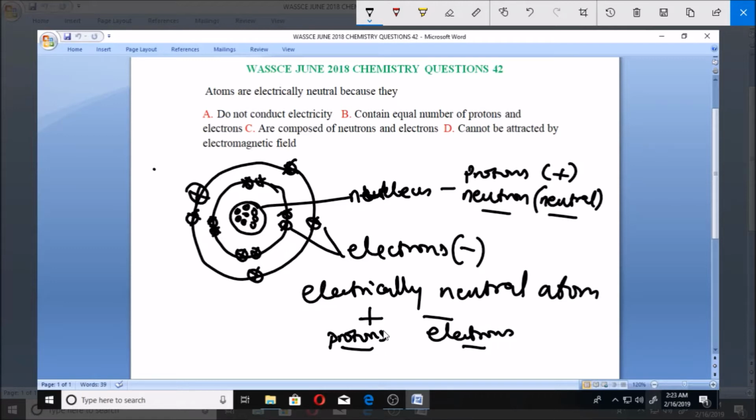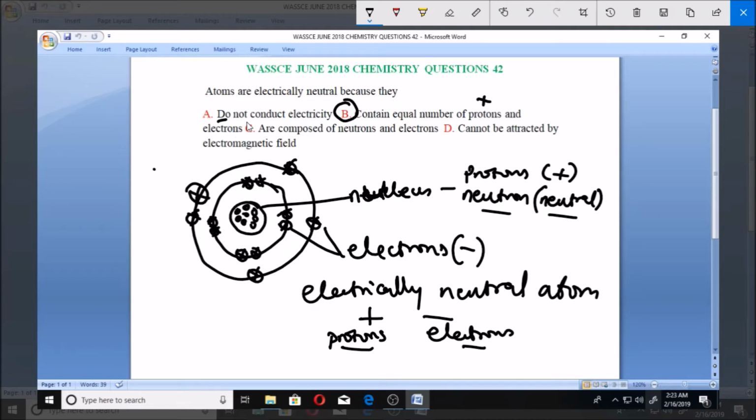So the correct option is that for it to be neutral, it must contain equal number of protons and electrons. The protons are positive and the electrons are negative, so they have to be of equal number for you to have an electrically neutral atom. So because of that, B is the answer.